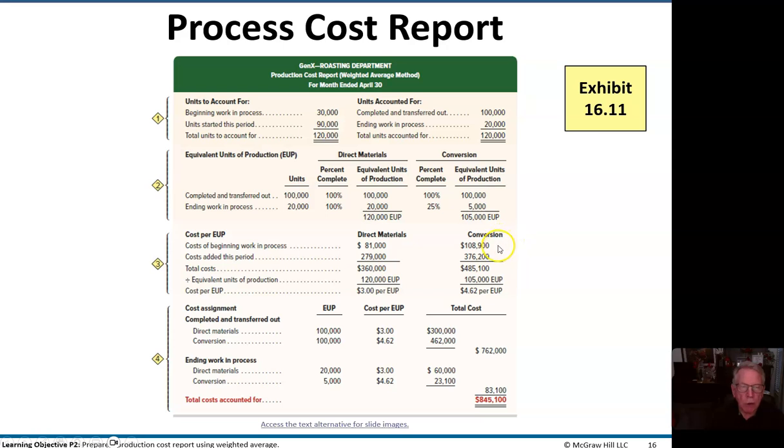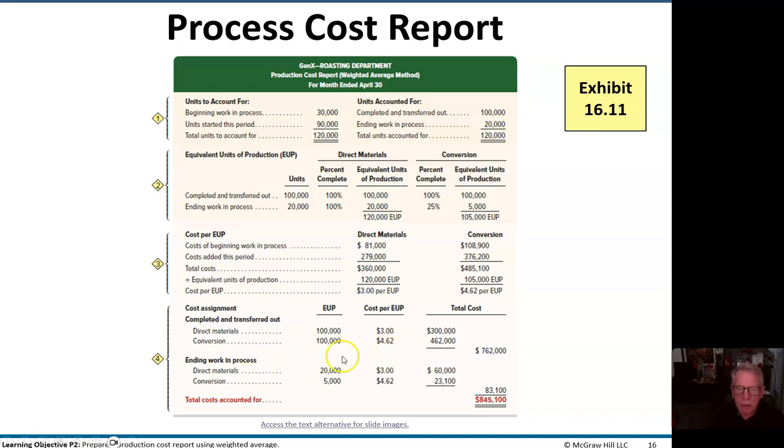Now for conversion costs, we had the $108,900, the $376,200, which adds to $485,100. This time we're going to divide by 105,000 equivalent units of production, and that gives us $4.62 per equivalent unit of production. So that pretty much was what we did in the prior slides.